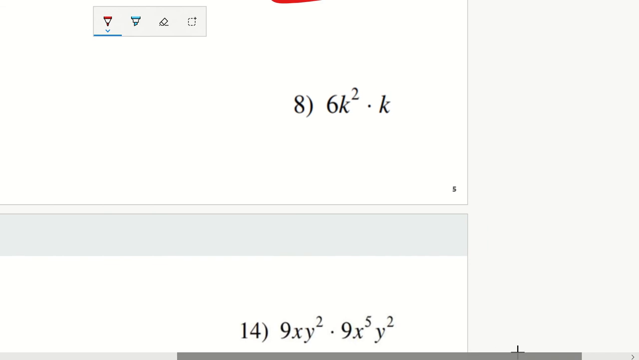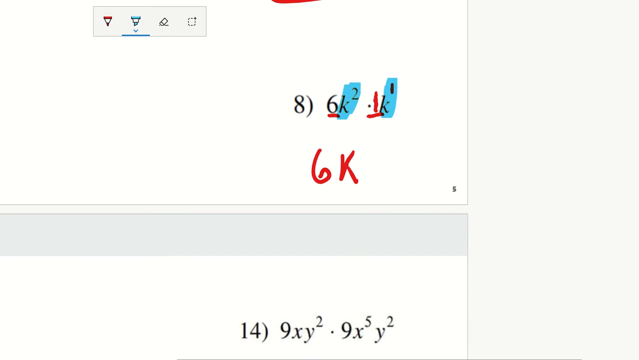If you take a look at number 8, we're going to multiply these two. Now remember, some of you might be thinking, we have a 6, but what about the k? Do we have a number? Can we multiply? Remember that even though we don't see it, there is a 1 right there, and the exponent is also a 1. So I'm going to put them so we can see them. I'm going to multiply the 6 times the 1. 6 times 1 is 6. And then for k, I can multiply the two k's, keep the base, which is k, and then add the exponents.